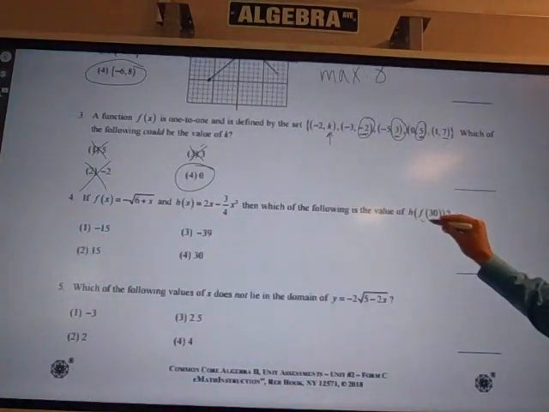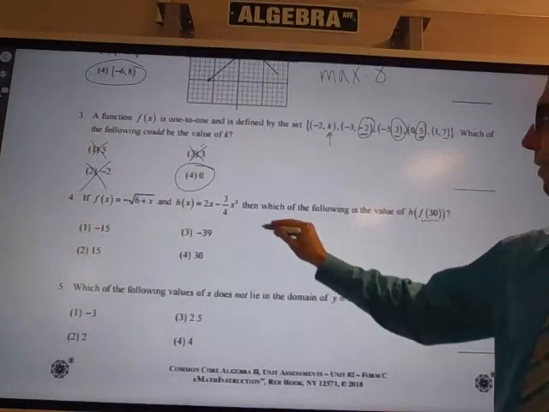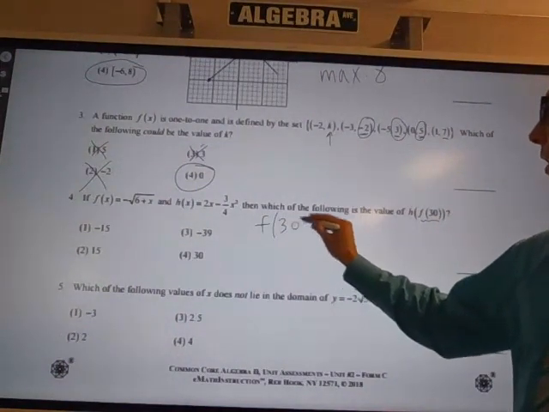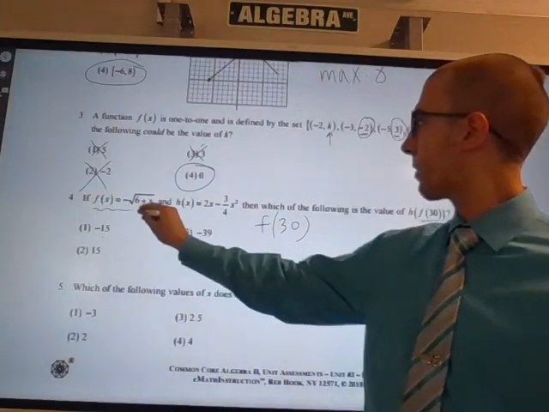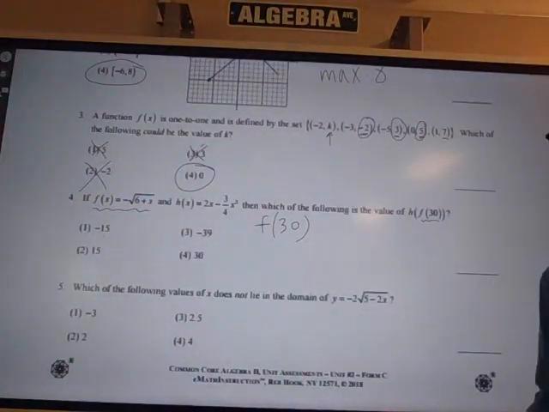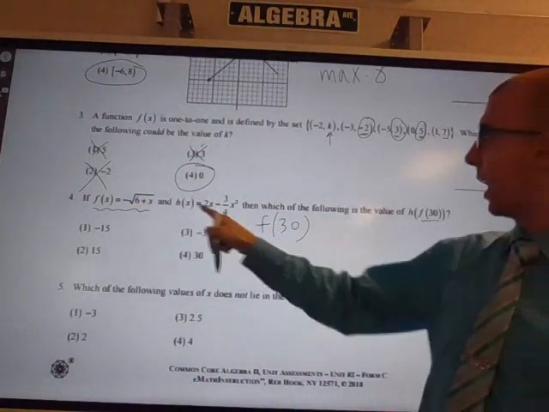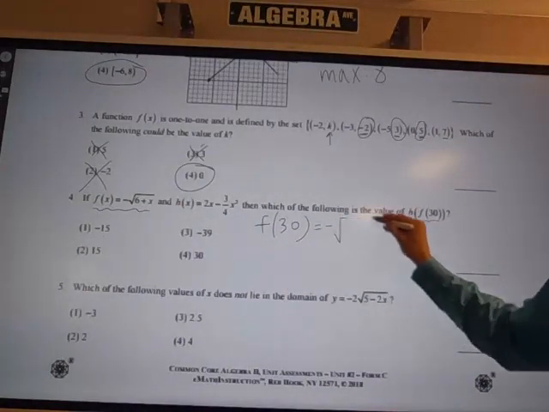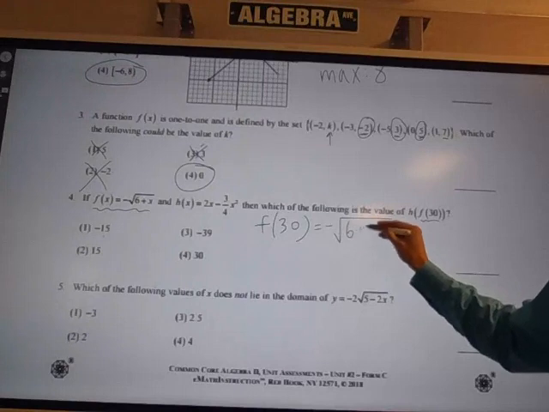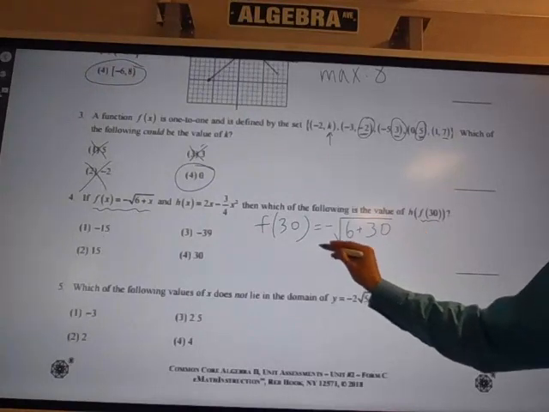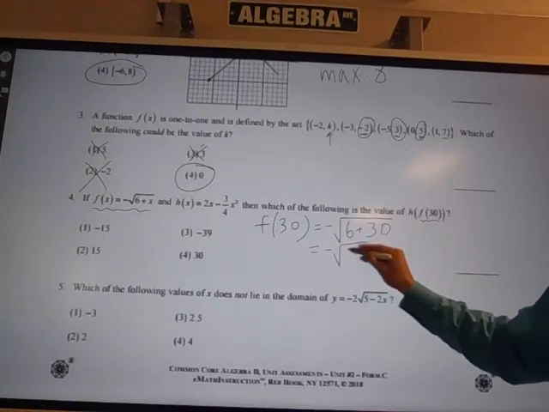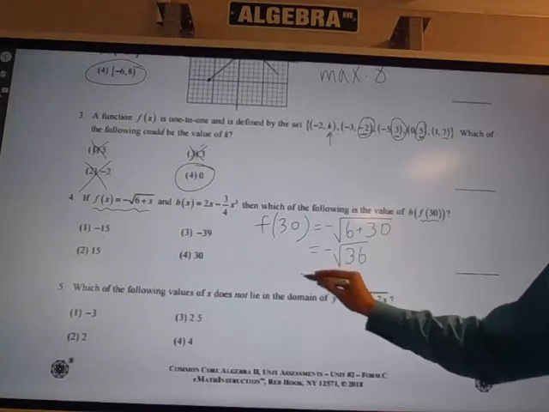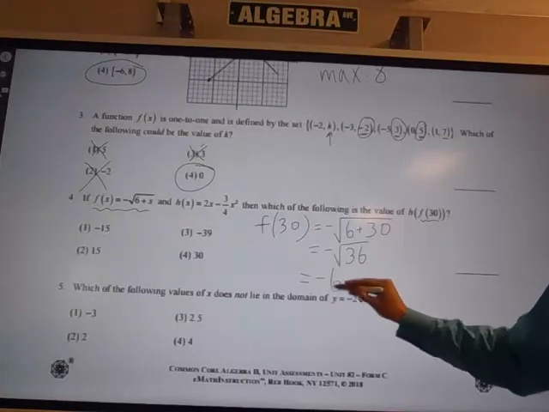So you start on the inside. F of 30 means I'm first working with this function here. So I'm substituting in 30 for x. So that equals negative square root of 6 plus 30, which equals a negative square root of 36, which equals -6.